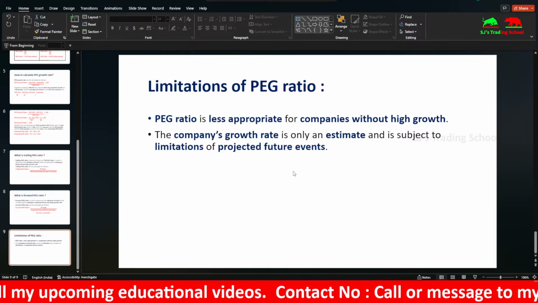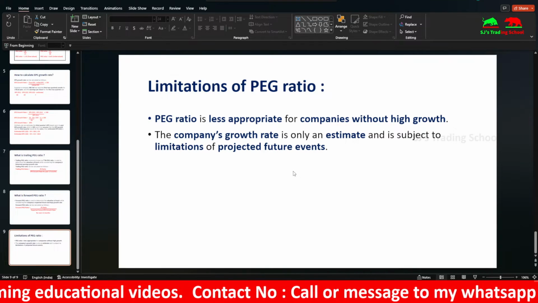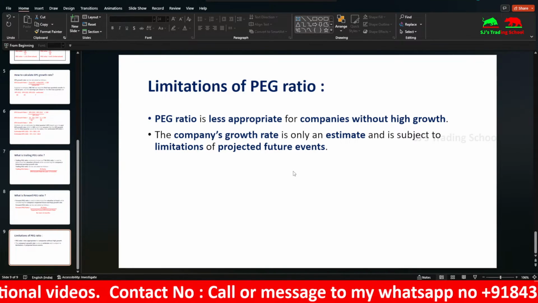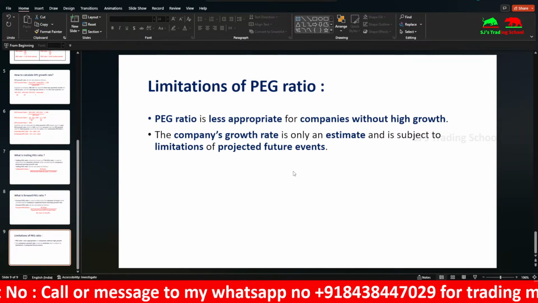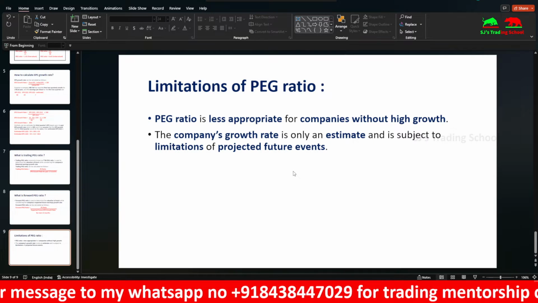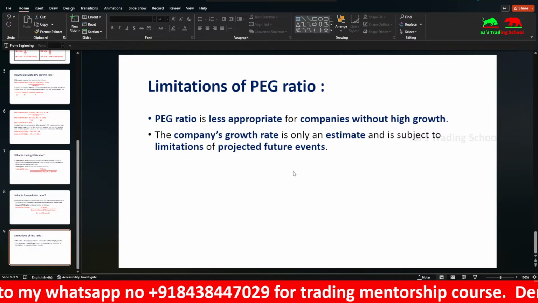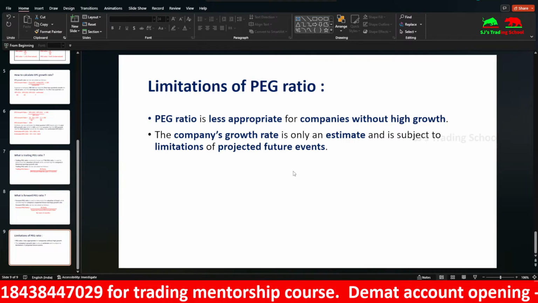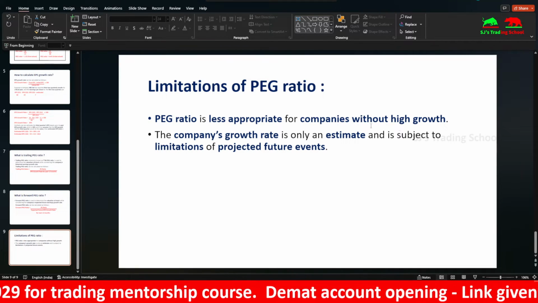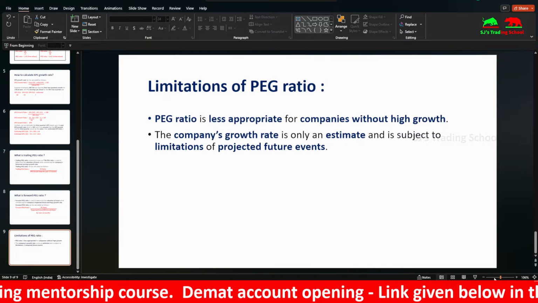Next, the company's EPS growth rate is only an estimate. We are only estimating it. It may be accurate or inaccurate. It is subjective to the financial analyst. So according to his opinion, we can't say that the company would definitely grow at this rate. So this is one of the limitations. So the company's growth rate is only an estimate and is subject to limitations of projected future events.